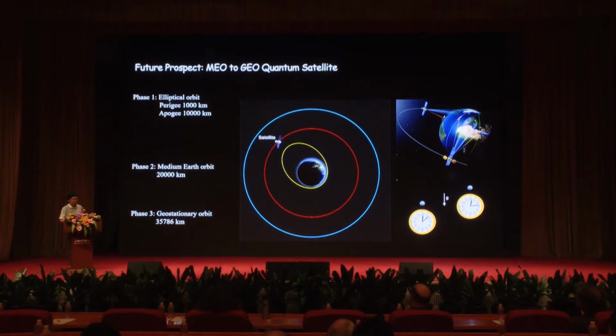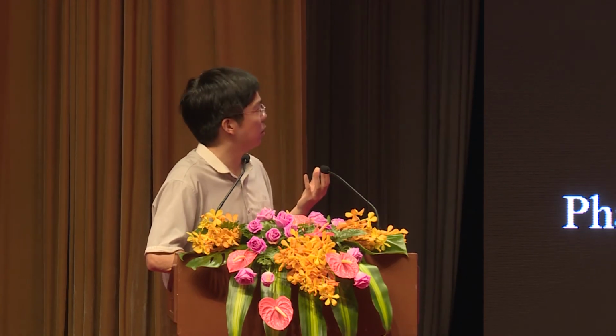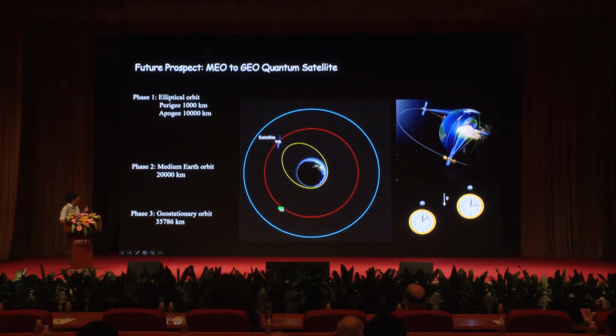But for that, we know it has to go to a higher orbit. So there's already another satellite approved, with 3 phases. First phase, it's an elliptical orbit with the shorter distance 1,000 kilometers and the longer distance 10,000 kilometers. This will run for about half a year, and slowly it climbs up to 20,000 kilometers, the second phase, and finally it will go to the geostationary orbit, select one point and stay there. So this was approved, and it takes probably about 3 years to get there.